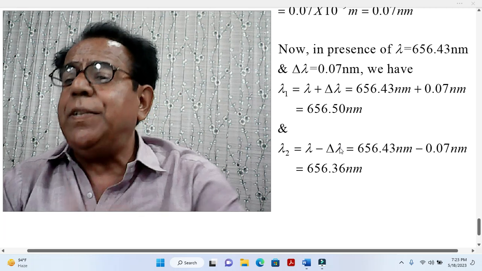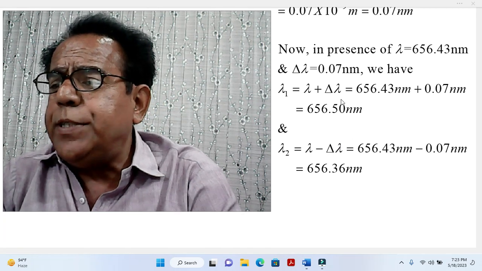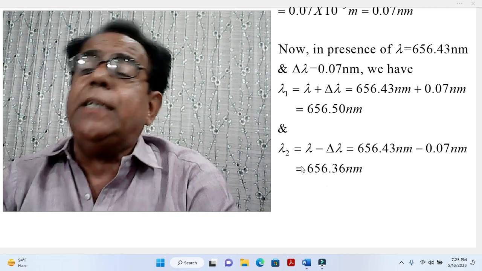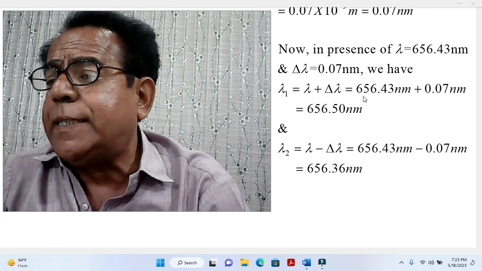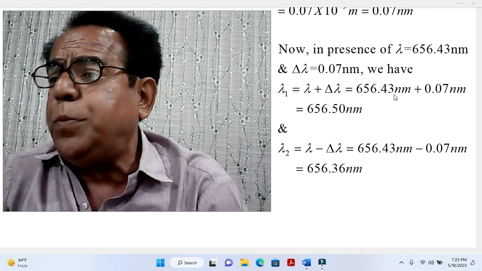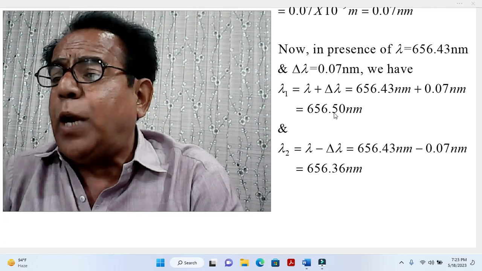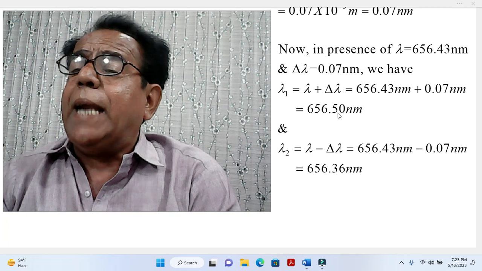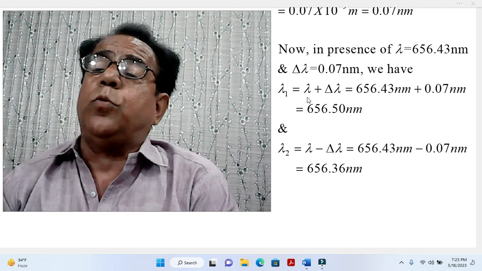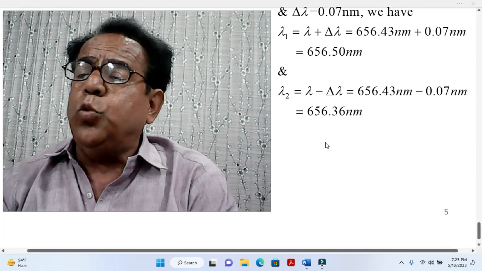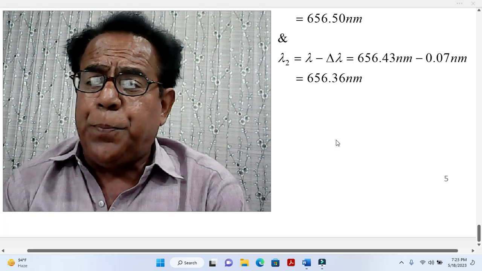Okay, which three values? One value is this, other value is this, and other value is this. We have to find out three values. One value is 656.43 nanometer, second value is 656.50 nanometer, and third value is 656.36 nanometer. Okay, so these three values are our answer, and this is the end of our problem.